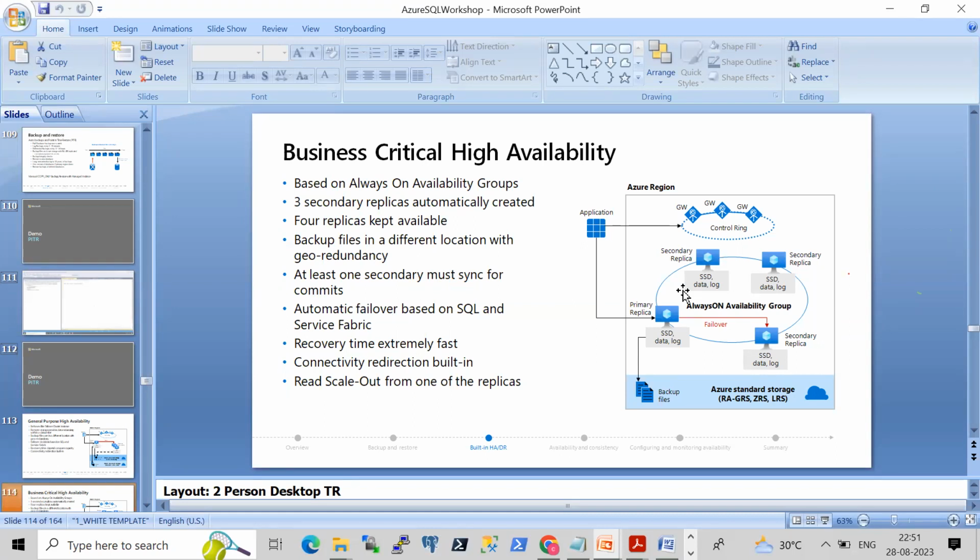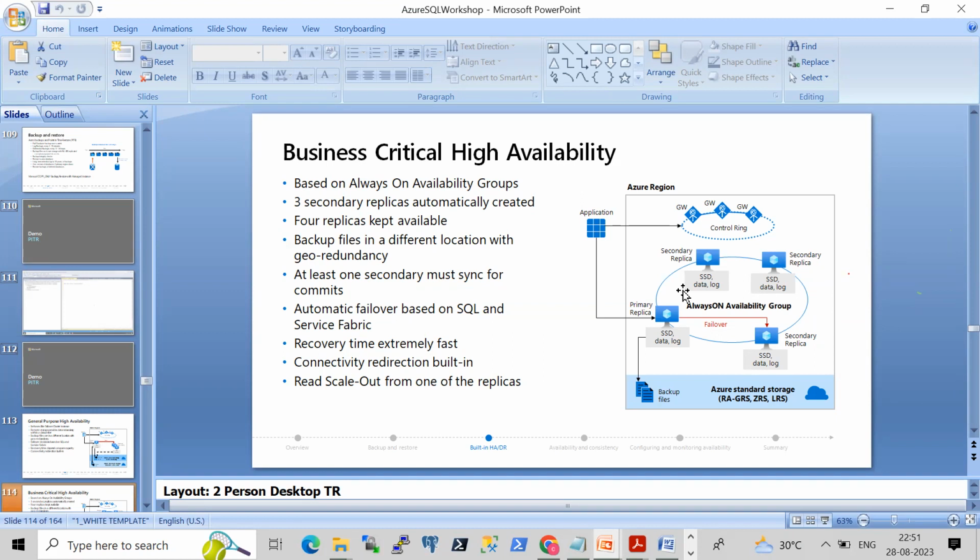No. I repeat this line n number of times: Microsoft itself is creating Always On availability groups for you when you choose business critical. That means HA is there for you automatically. Don't say again, okay, I can create Always On availability groups on managed instance. That is not possible. Microsoft itself is creating them when you choose business critical. There ends the matter. That is the point that you have to remember.